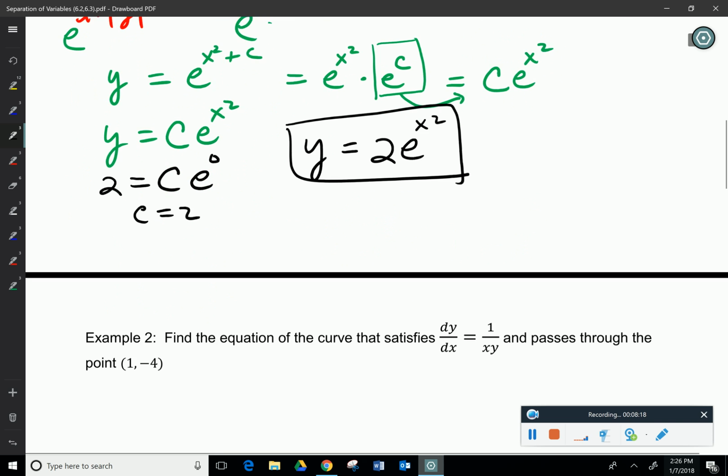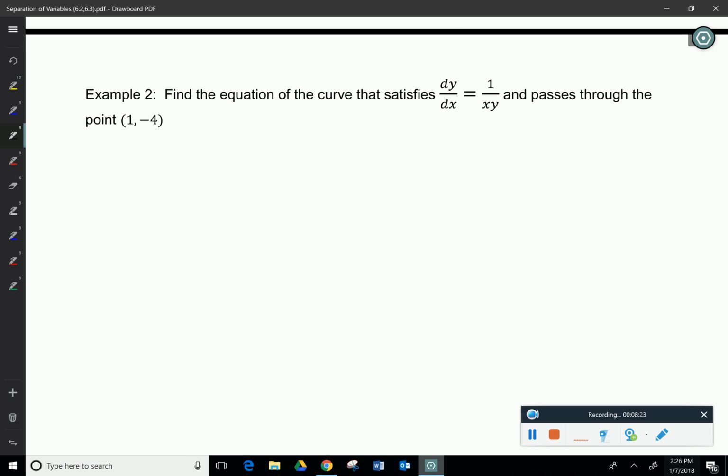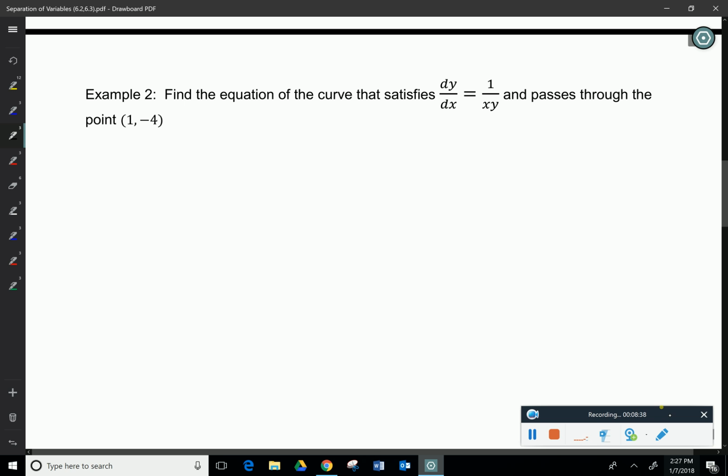All right, so let's look at another example. Find the equation of the curve, so that means the equation for y, that satisfies this differential equation. Well, if I want to find the original, I'm going to separate my variables. So let's think of it this way. If I separate the variables, not only do I want the dx to move up to this side, but I want this y to move over to this side.